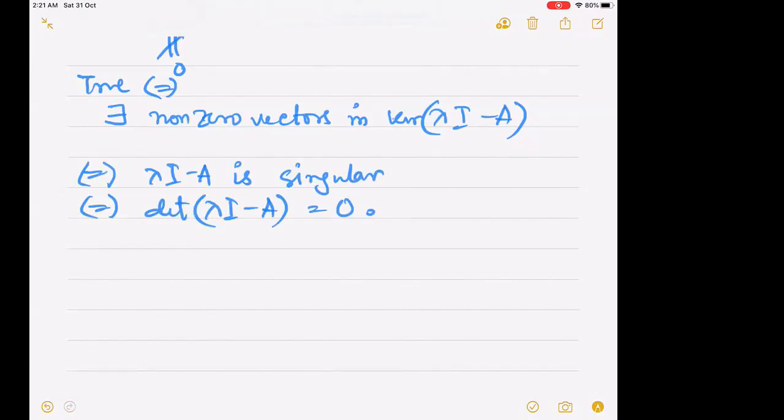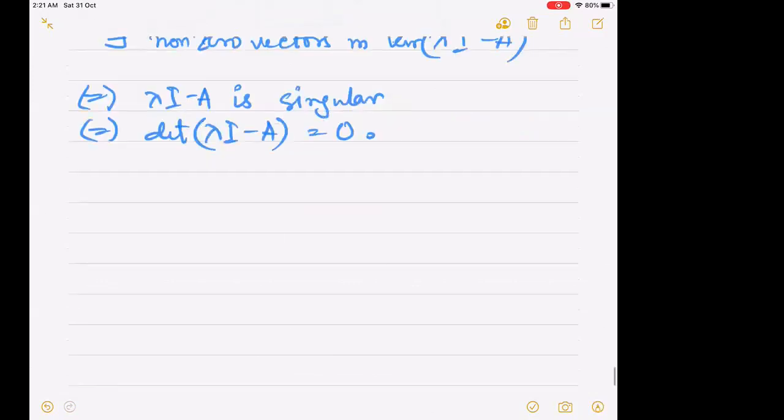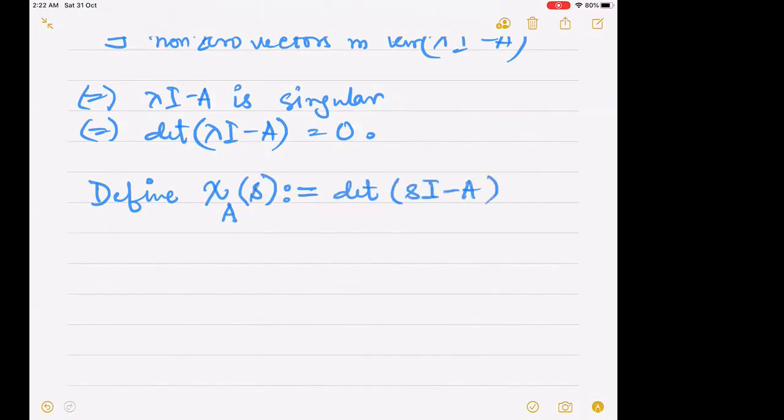Now this allows us to define a polynomial, which is determinant of sI minus A, where I take s to be a placeholder. It's a variable. I don't put any value to it.